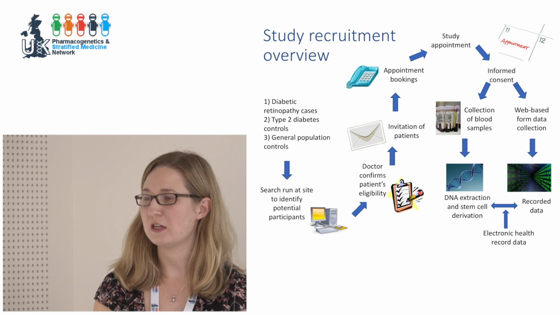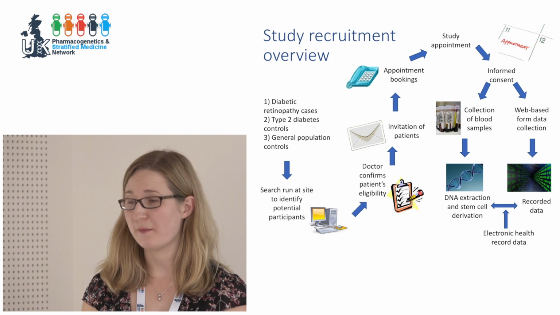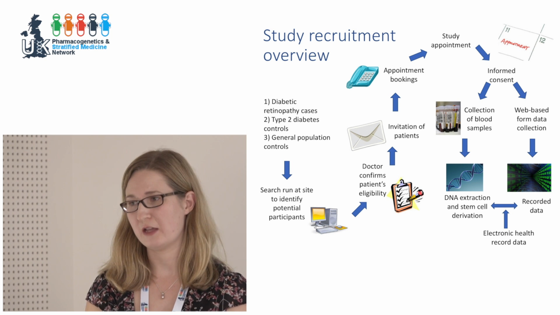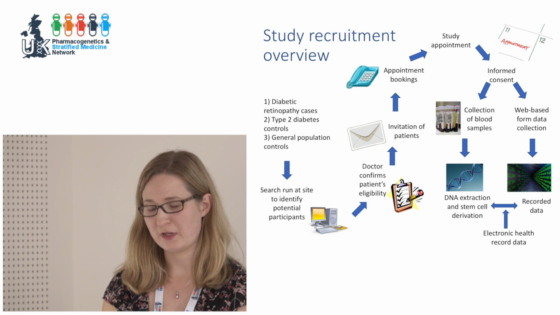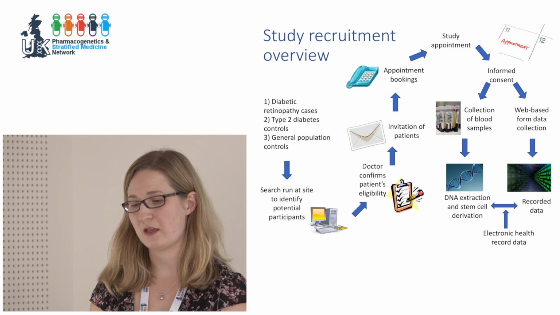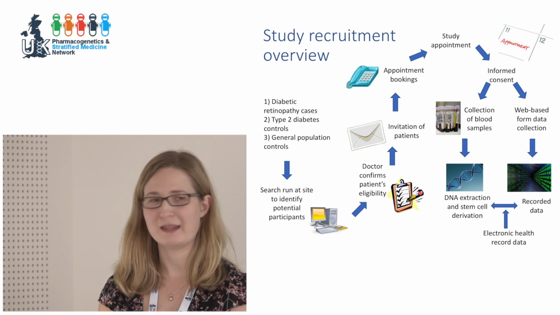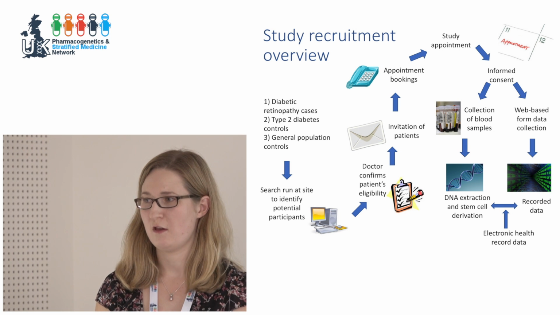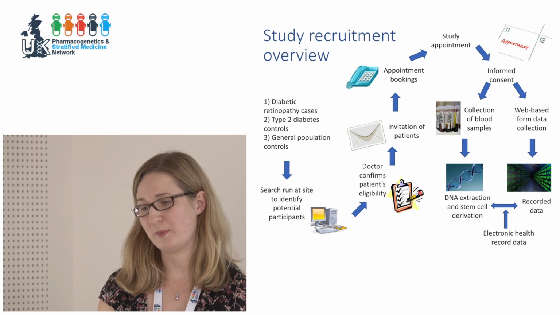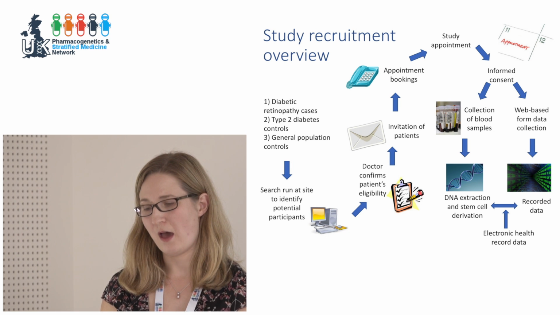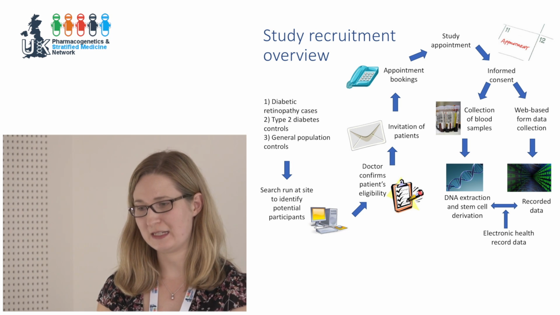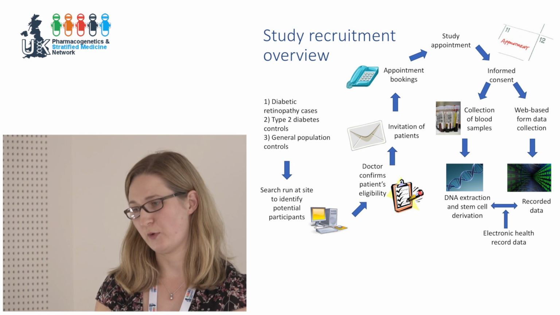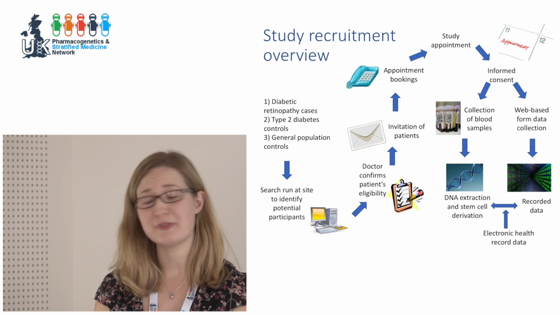We're recruiting 3 groups of patients: patients with diabetic retinopathy, patients with type 2 diabetes but without retinopathy, and general population controls. At each GP practice, they run an algorithm at their site to identify potential participants on their clinical system. The GP then confirms the patient's eligibility, and then they mail out to the patients that are suitable to be invited. Patients then can call the practice to book an appointment, and they have a single study appointment. At this appointment, they give informed consent.